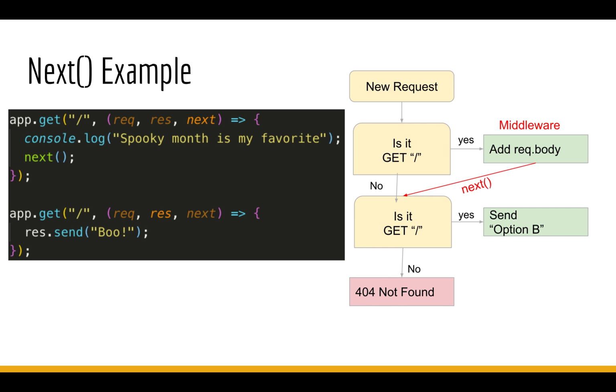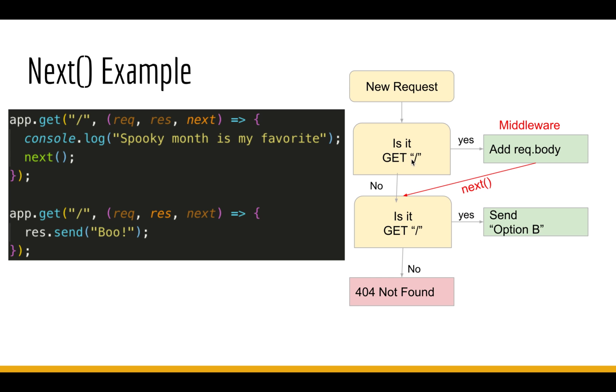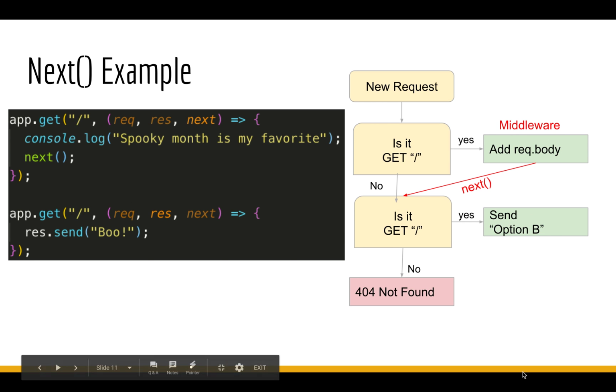Here's kind of an example using next. So this is just stepping through the code we just saw. We're going to get a request, and it's going to match with that first get, where we'll be using our middleware, which in this case isn't req.body, but it's just the console log. And then it'll hit next, which will get to the second one, and then it'll send boo. Sorry about this text being off.